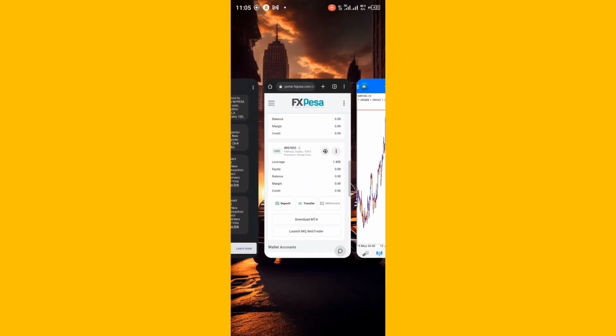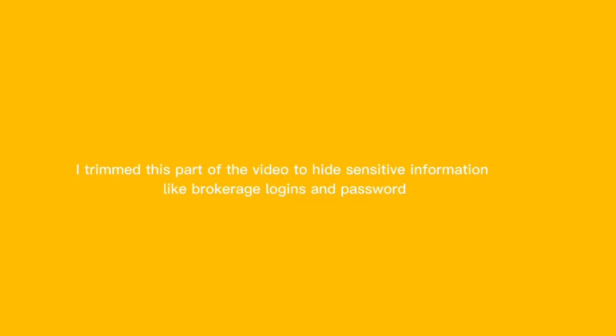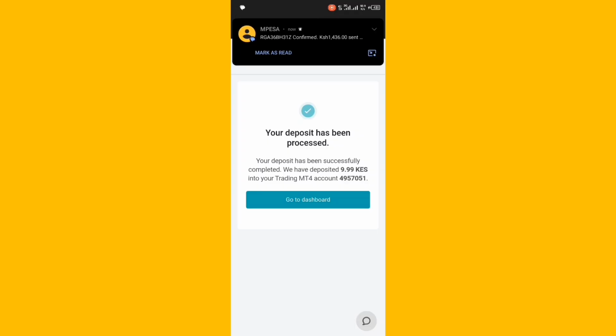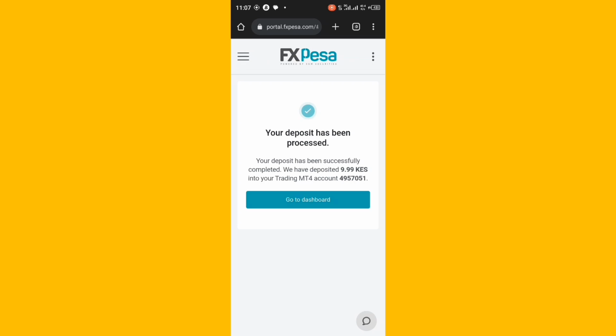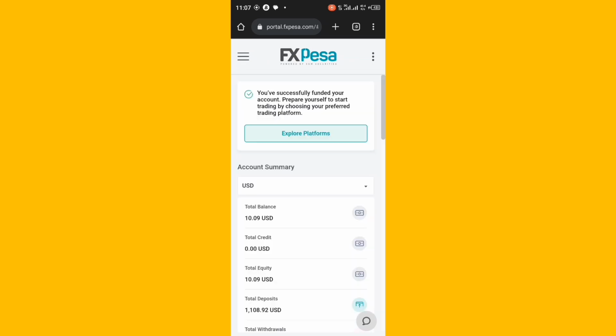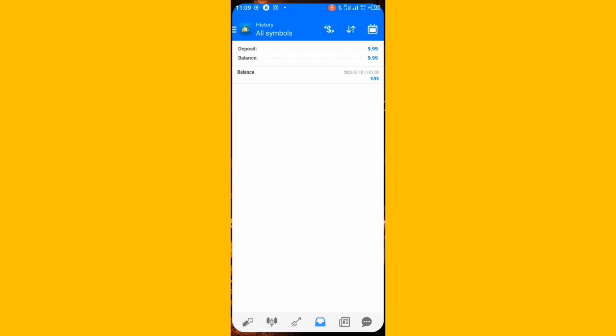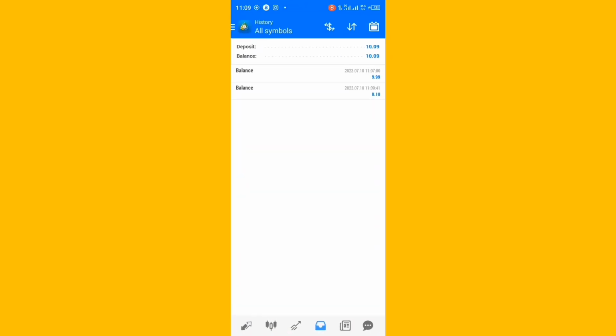So let me fund $10. From my wallet that was initially in. Good, so now it's officially $10. As you can see, it's a live account, so we'll see how it goes. I'll keep you posted when I see a setup.